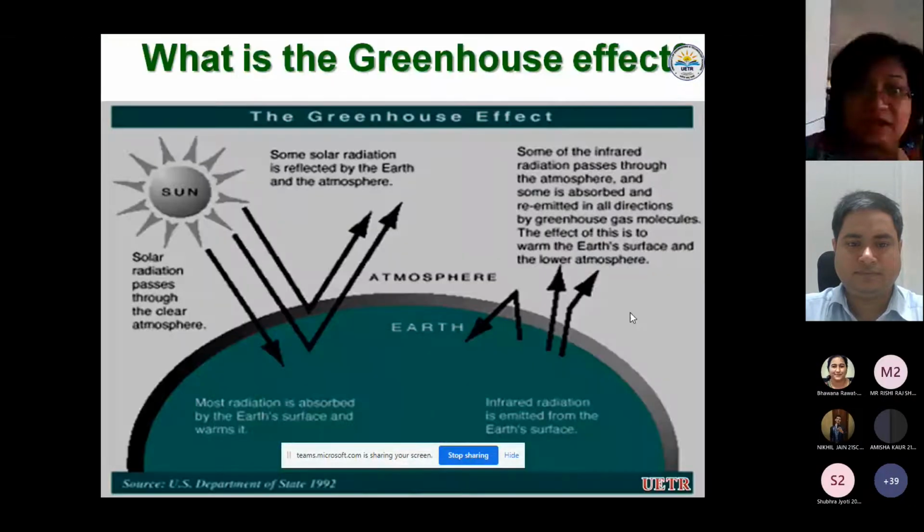And this is the greenhouse effect. So I think all the students can easily understand this phenomenon: incoming solar radiation in the form of shorter wavelength heats all the objects, but outgoing radiation, which is in the form of longer wavelength, is not allowed to go outside the earth. It is reabsorbed by the atmosphere, increasing the temperature.